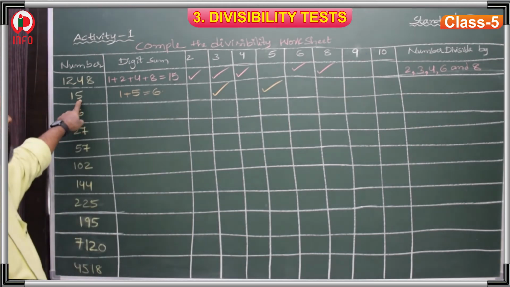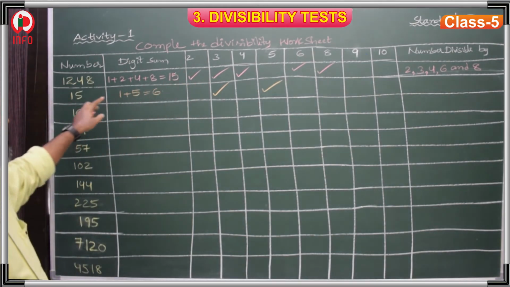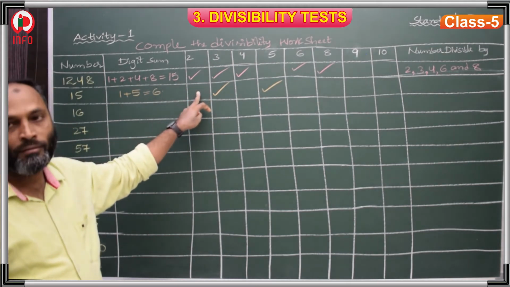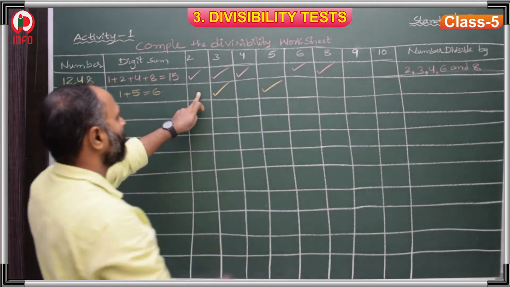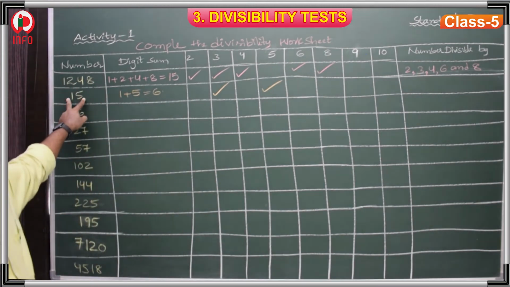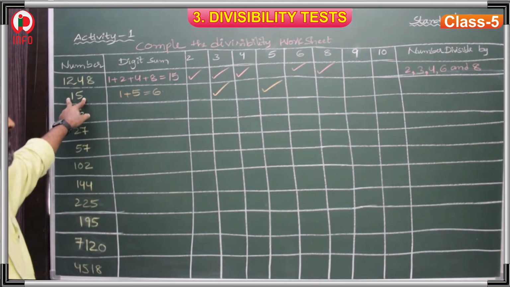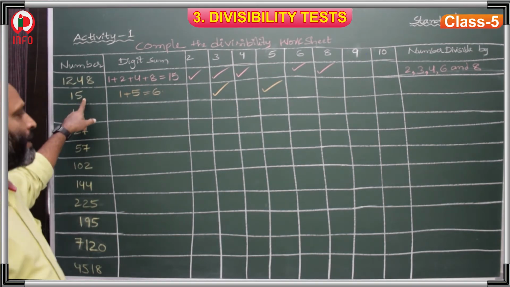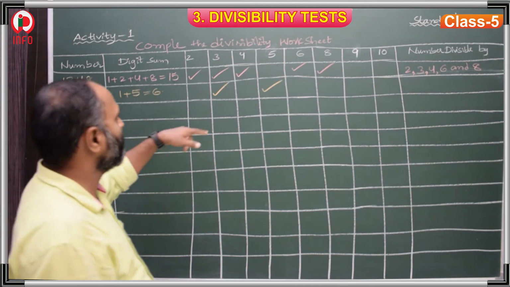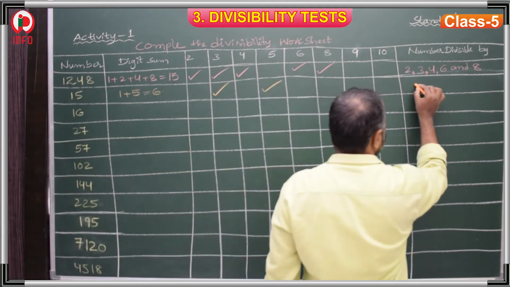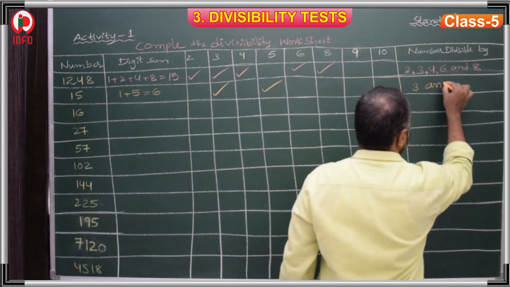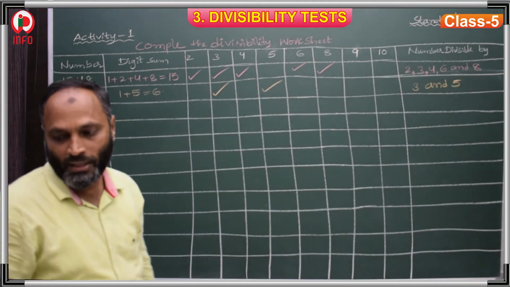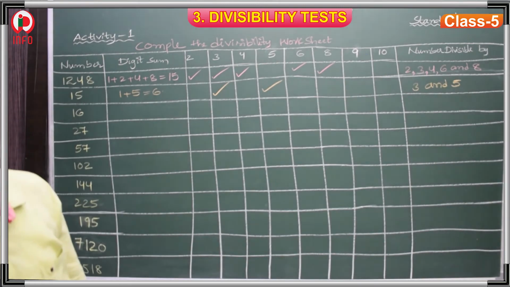In 6, if a number is divisible by 2 and 3, here it is not divisible by 2, so it is not divisible by 6. In 8 also, it does not come in the 8 table. In 9 also it is not. In 10 also it is not. Why? Because in the last digit there is no 0. In which numbers does it divide? 3 and 5. In these 2 tables it will divide.